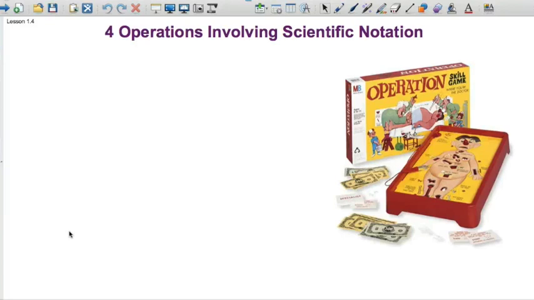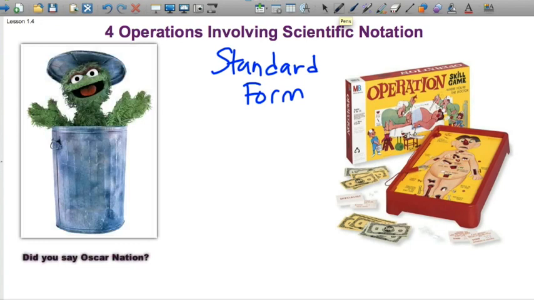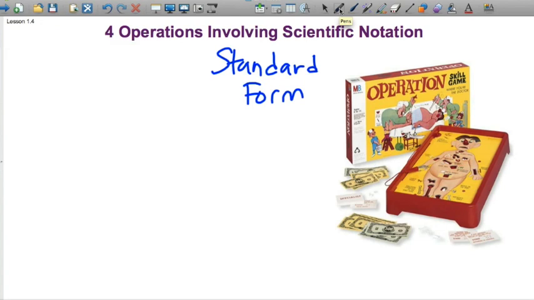Today we're going to be talking about 4 operations involving scientific notation. Now, you might also see scientific notation listed in your book as standard form. For the purposes of this discussion, though, we're going to be talking about scientific notation and the operations used when working with scientific notation.